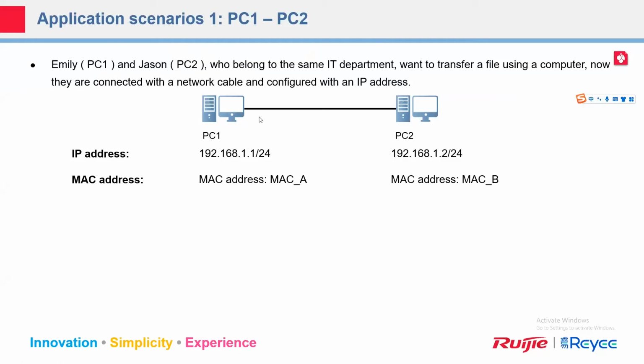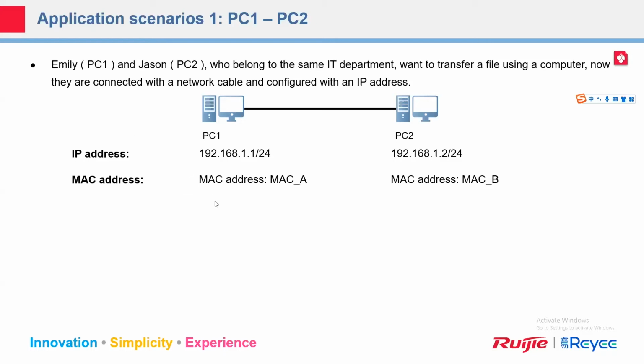If I want to use FTP to send packets to PC2, before we send the packets, usually we will use a tool. This tool is ping, right? I think everyone uses this tool, to ping the destination and check whether it is reachable or not. So let's see how the ping process finishes.